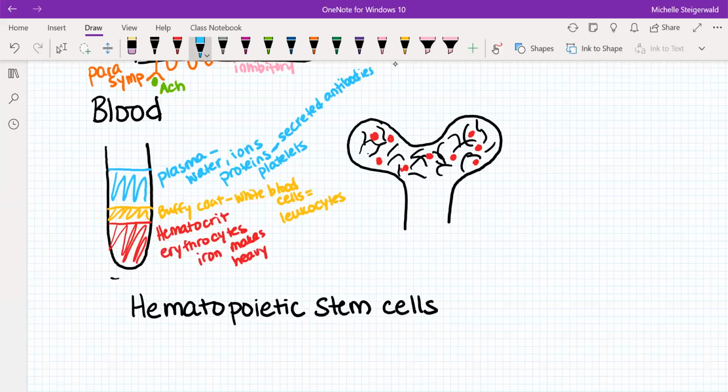If you're talking about a transmembrane antibody that's going to be attached to a cell because it's a transmembrane protein, you'd find that in the buffy coat with the white blood cells. It wouldn't be in the hematocrit because erythrocytes don't have those transmembrane proteins.